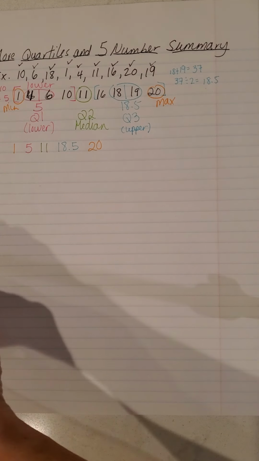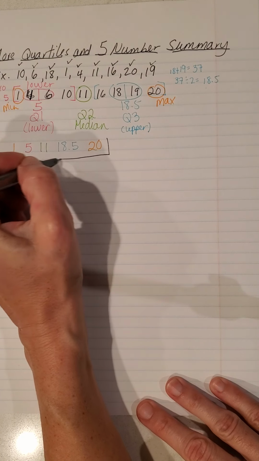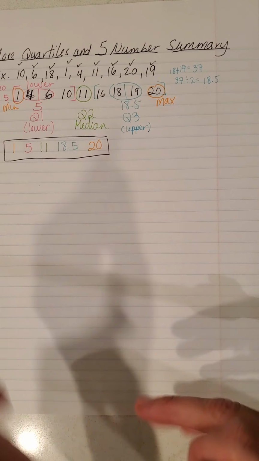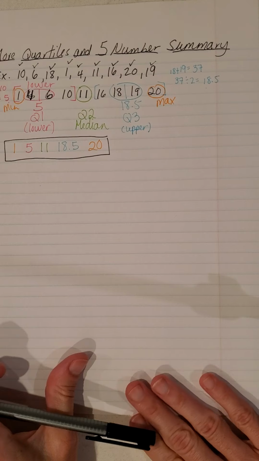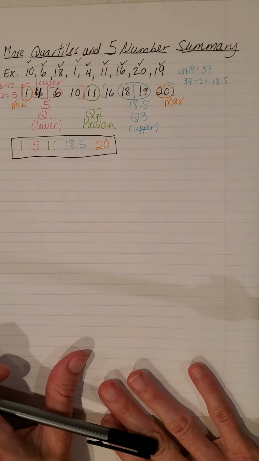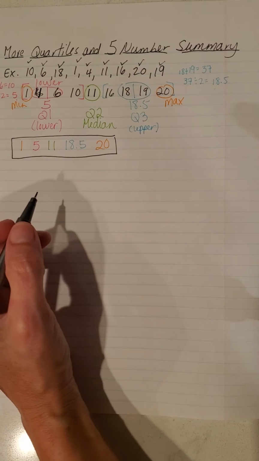And that's it. That is all I want you to do this week, is you're just going to order them from smallest to biggest, find the middle of the upper half, find the middle of the lower half, and find the maximum and minimum. I'm going to do another example.